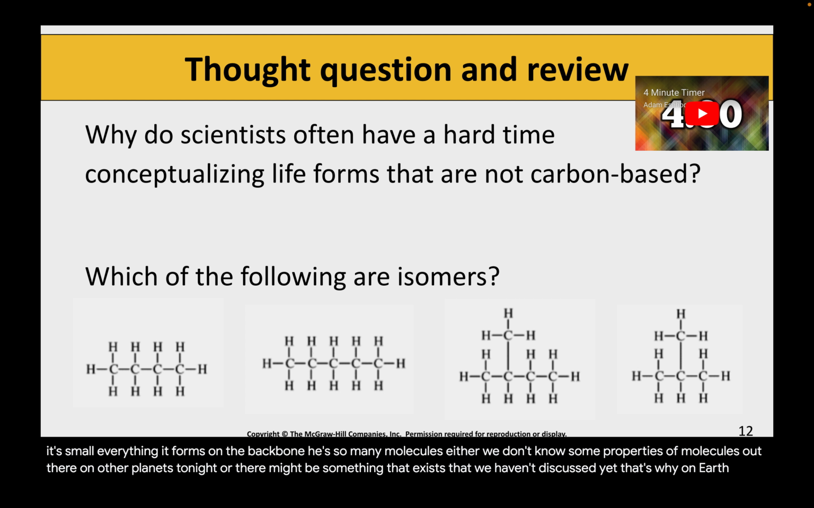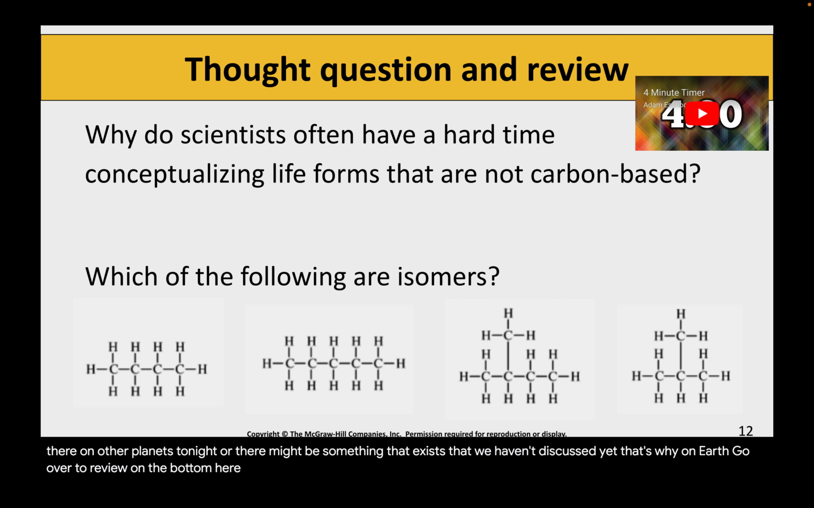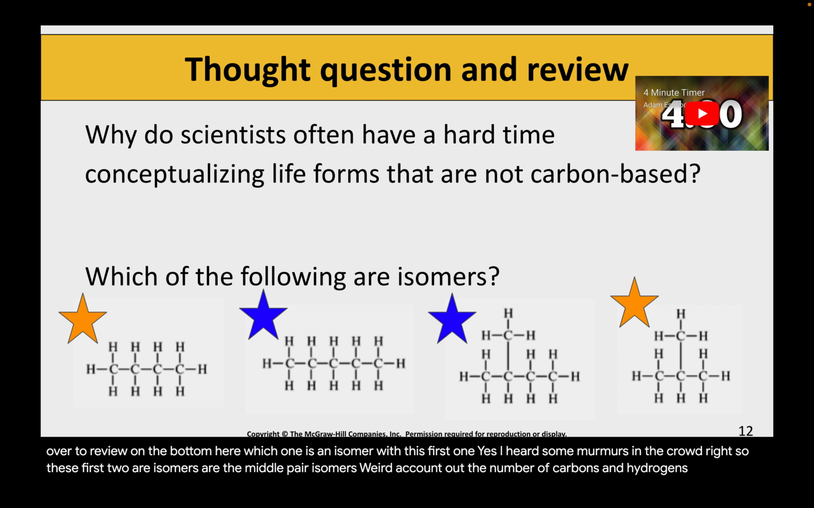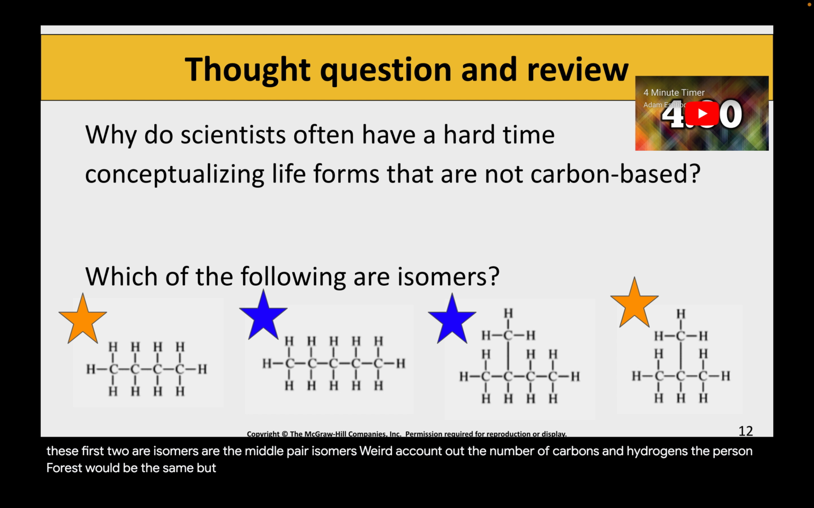All right, and then a little bit of review on the bottom here. Which one is an isomer with this first one? The one on the right, the fourth one. Yes, I heard some murmurs in the crowd. So these first two are isomers. Are the middle pair isomers? No, they're also isomers, right? If we were to count out the number of carbons and hydrogens, the first and fourth would be the same, but they're different arrangements. Same with these middle pair.